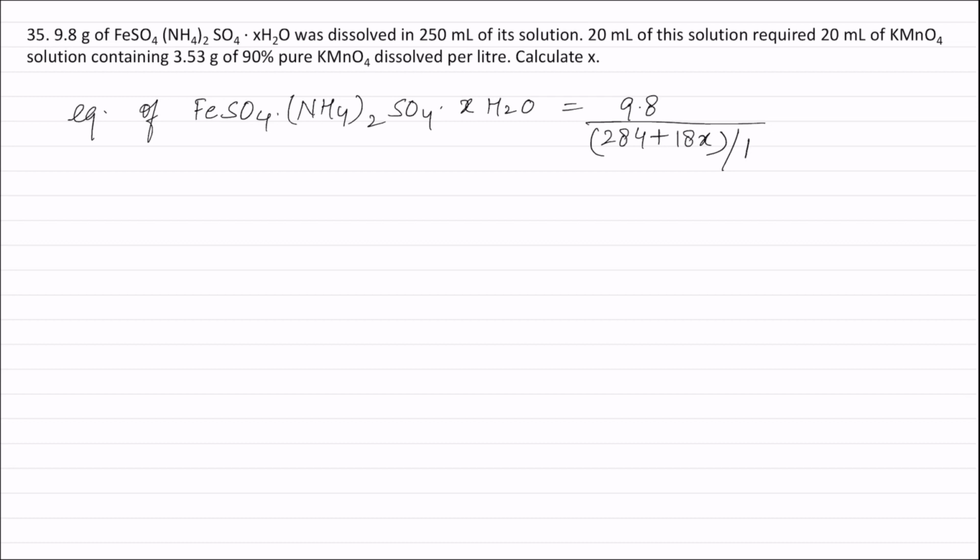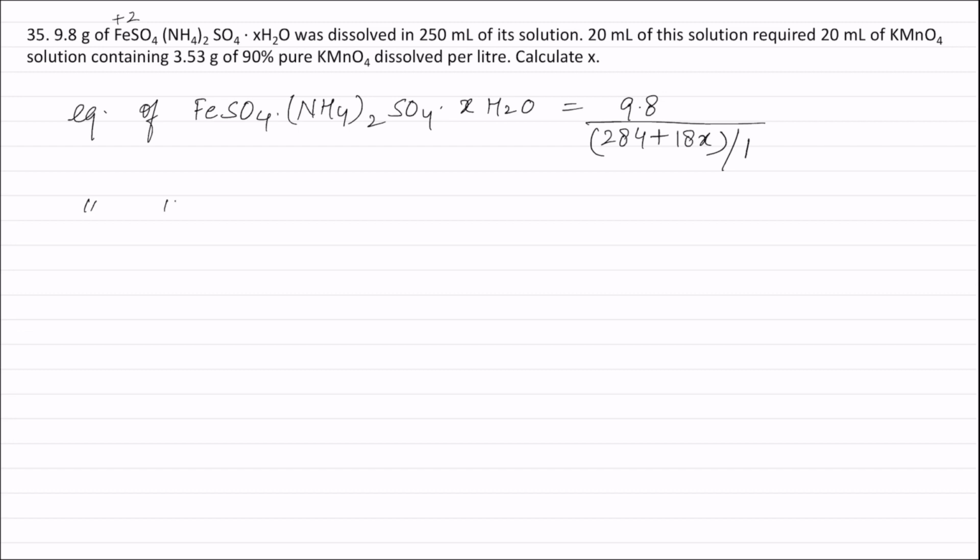The valency factor is 1 because when this salt is treated with KMnO4, the iron which is present in +2 oxidation state gets oxidized to +3 oxidation state. So, change in oxidation number is 1 and number of iron atoms is 1. Therefore, the valency factor is 1. So, this is the equivalence of the salt present in 250 milliliter of its solution.